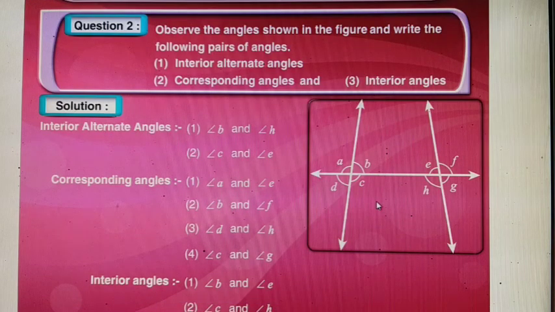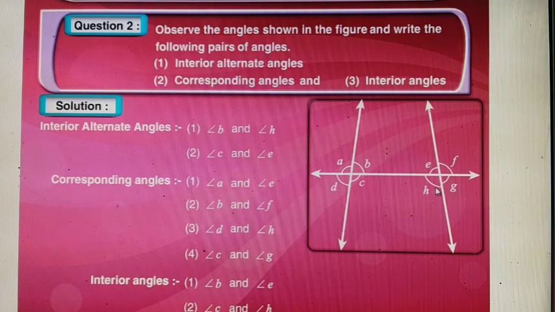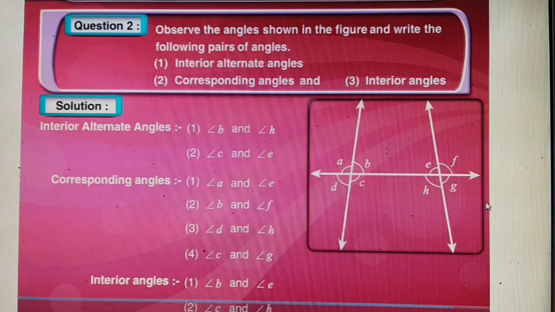Now last is interior angles. Interior angles means, now it is not saying interior alternate angles, it is only asking interior angles. Interior angles are what? Angle B and angle E, and here angle C and angle H. There are two pairs of interior angles.